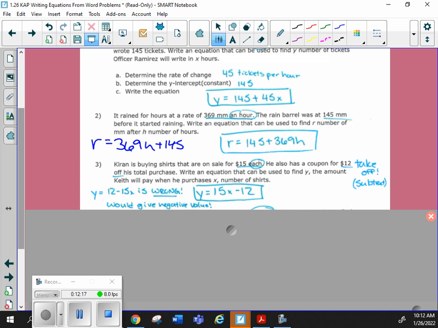Does the order in subtraction matter? Is 4 minus 1 the same as 1 minus 4? No, because this is 3 and this is negative 3. Those are 2 different numbers. Okay, so finish the page, but be aware.